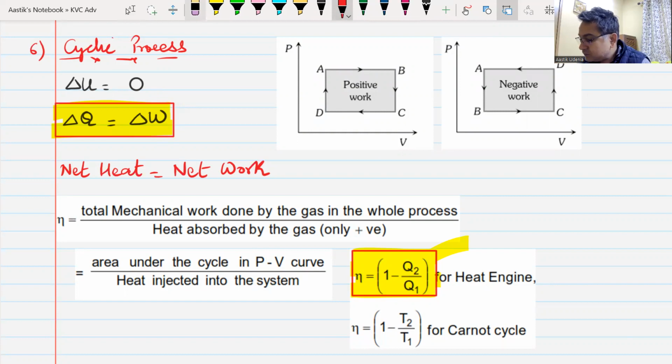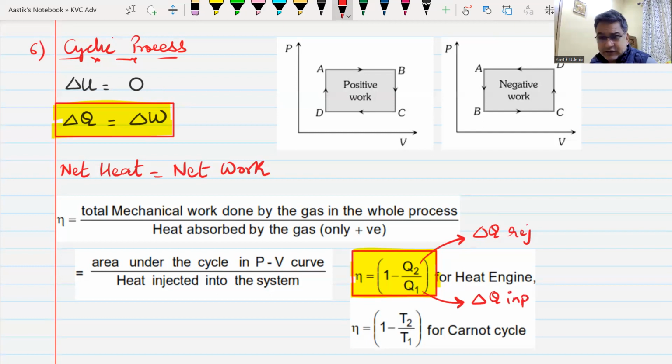Q2 is the heat rejected. Q1 is the heat input. Do we understand? Now heat rejected would be negative, but we will not use the negative sign here. We will use the positive sign. Heat input will be positive, so you can use it in the same way.